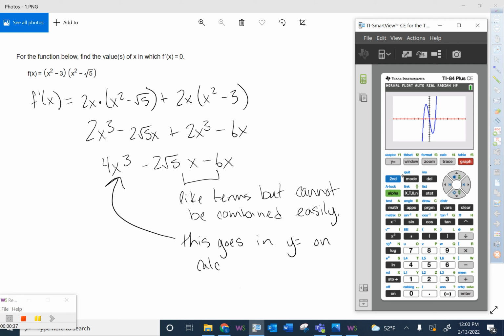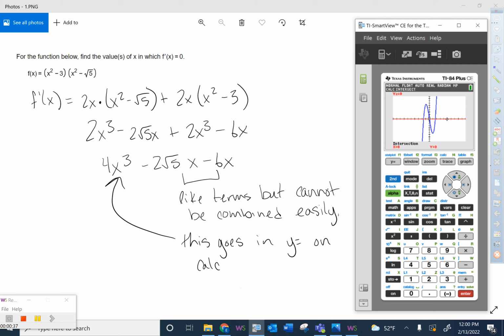And what we're going to do is hit second, then trace the intersection of those two curves that we put on there. Okay, once you do that, you're going to get some prompts here that say first curve, second curve, and then guess. The very first time, you just hit enter 3 times. First curve, enter, second curve, enter, guess, and it'll find the first one that's closest to it. So our first answer is x equals 0.